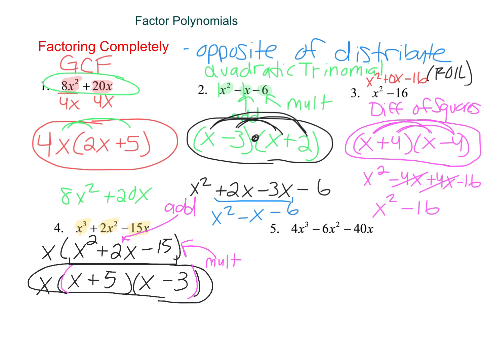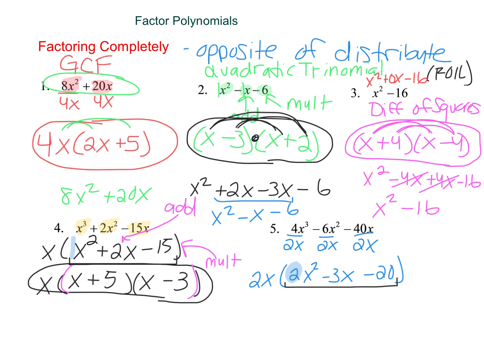On example 5, we also have a greatest common factor. All of these terms can be divided by an x and a 2. So let's start there. If I take out the 2 and the x that's in the front, I am left with a 2x squared minus 3x minus 20. So now what I have left is a quadratic trinomial, but the difference is my leading coefficient is a 2, not a 1 like example 2 and example 4 were.